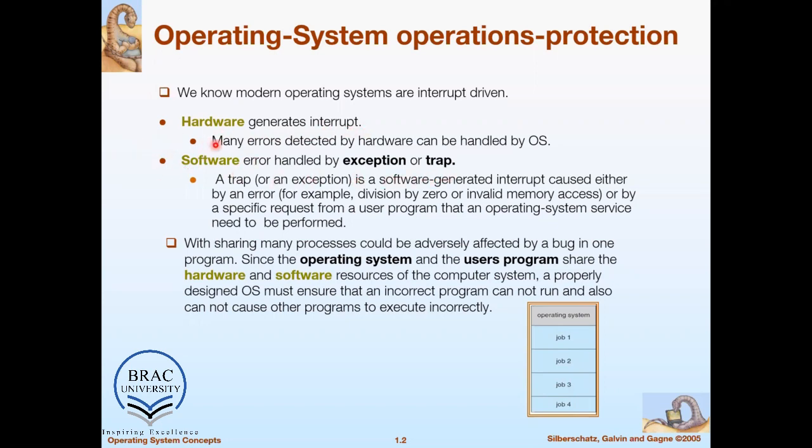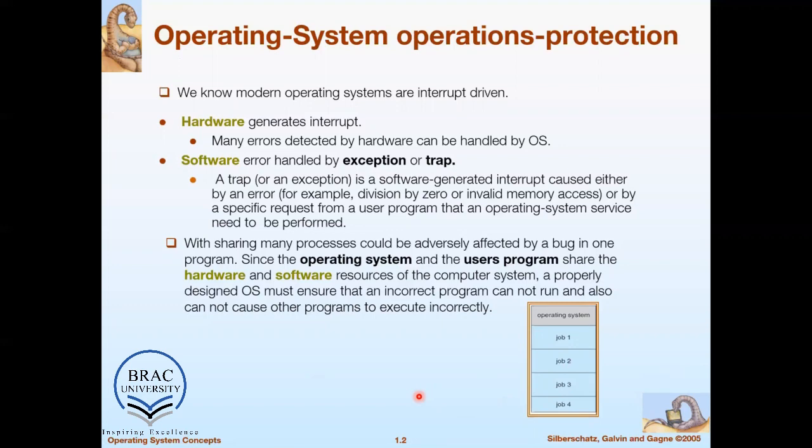In hardware generated interrupt, many errors detected by the hardware can be handled by the operating system. Software error is handled by exception or trap. A trap is a software-generated interrupt caused either by an error or by a specific request from a user program that an operating system service needs to be performed. For each type of interrupt, separate segments of code in the operating system determine what action should be taken.